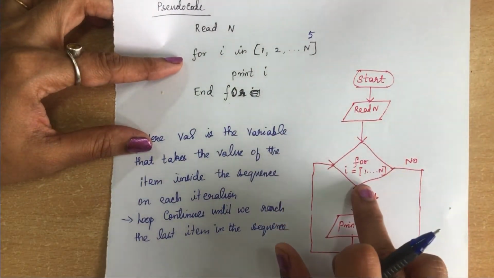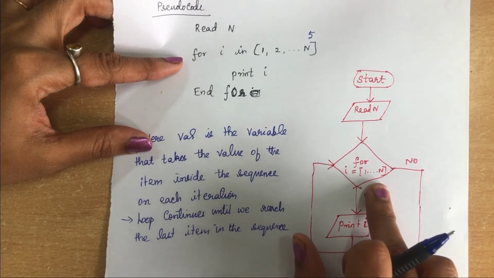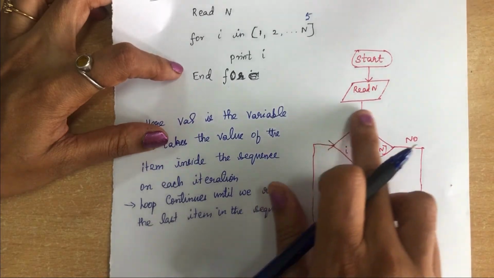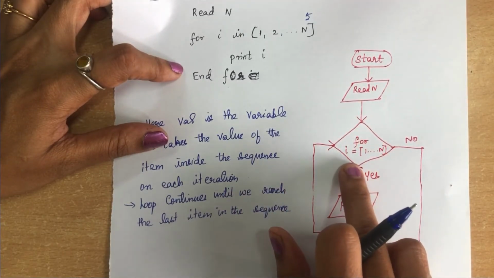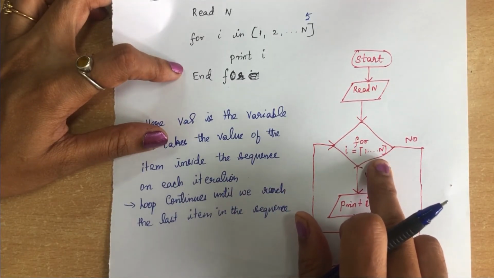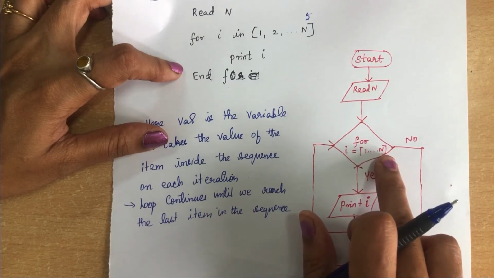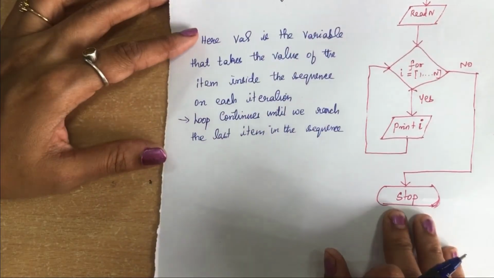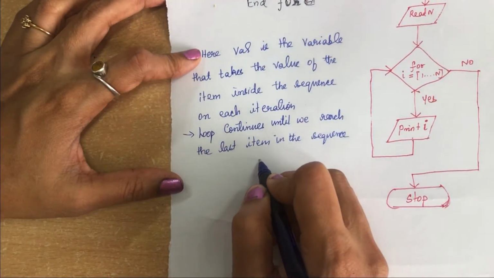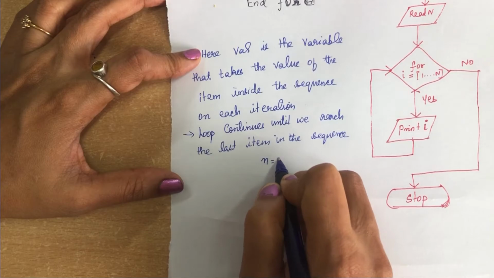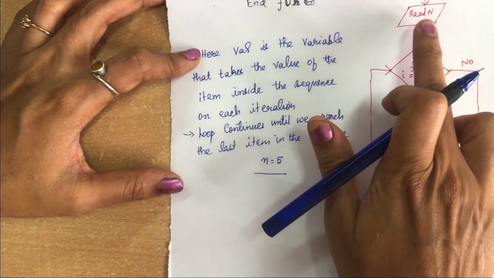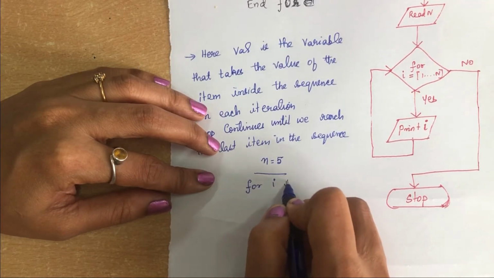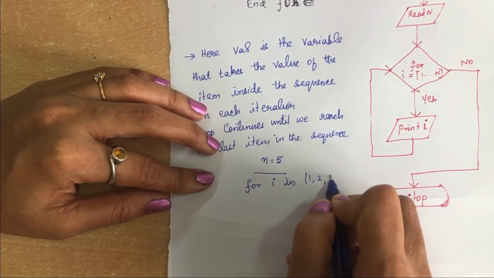Start, read n. For I in 1 to n, if the condition is satisfied, it will print I, then it goes on repeating this until it finishes all the numbers inside the sequence. Once the sequence has been completed, it goes outside the loop. So we will see how this example works. For example, I am going to give n equal to 5. So when n is equal to 5, it checks the sequence for I in 1, 2, 3, 4, 5.